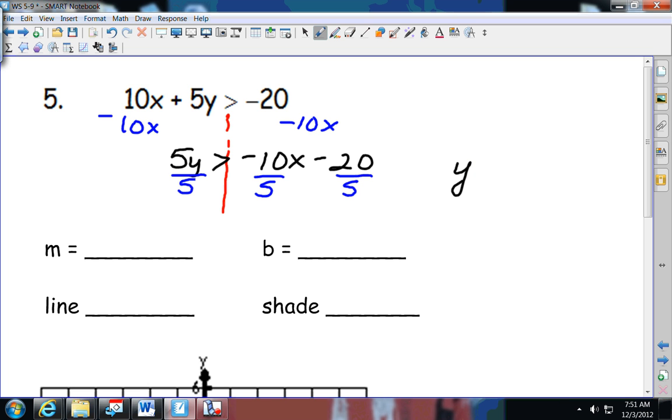I get y is greater than. Should I flip the sign? Why not? When do you only flip the sign? When you divide by a negative. So this just becomes negative 2x minus 4. So there's my inequality. What number is my slope? Not x, just negative 2. What is my y-intercept? (0, negative 4). Is my line solid or dashed? Dashed, because it is just greater than. Shading goes which way? Up.